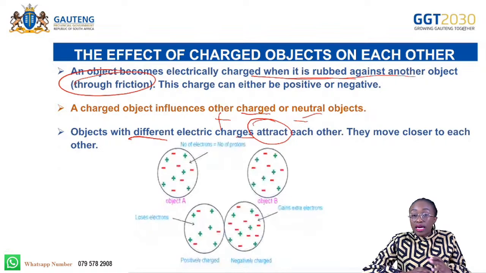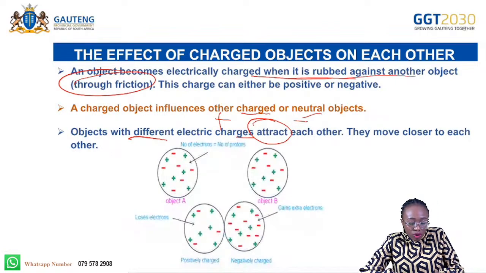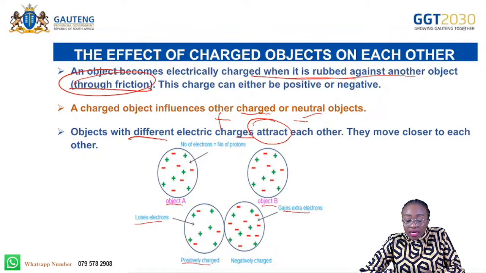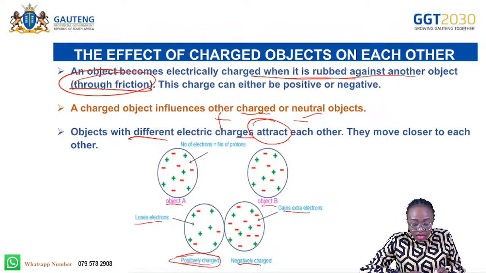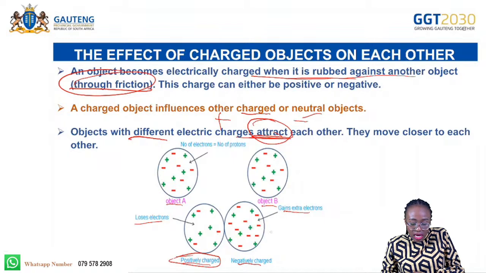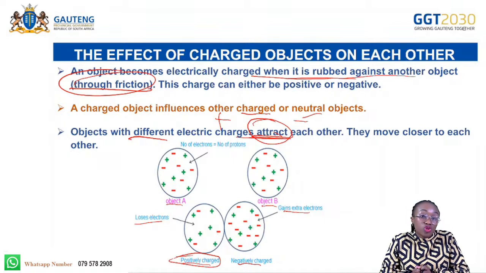So let's look at this picture here. We've got object A and object B. Through the process of friction, they became electrically charged. One lost electrons and became positively charged. The other one gains electrons and becomes negatively charged. So now that these two have different charges, they will be attracted to each other, meaning they're moving closer to each other. As you can see, object A and object B are now closer to each other.